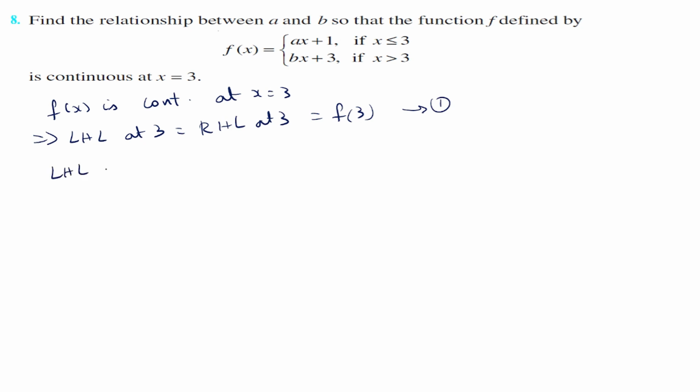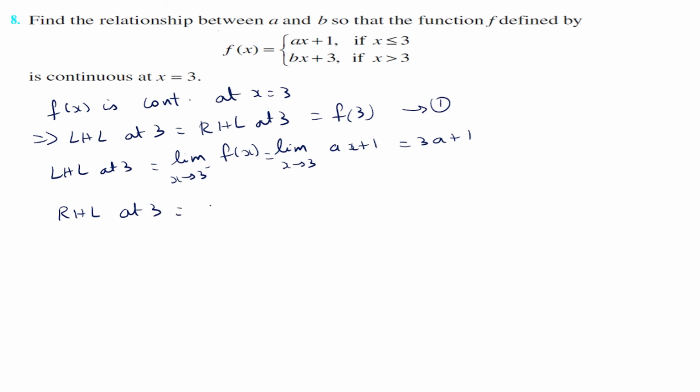Now let us find the left hand limit at 3. It is equal to limit x tends to 3 minus f of x. Now limit x tends to 3 minus f of x will be limit x tends to 3 of ax plus 1. So it is 3a plus 1. And the right hand limit at 3 is equal to limit x tends to 3 plus f of x. It is limit x tends to 3 of bx plus 3. So it is 3b plus 3.